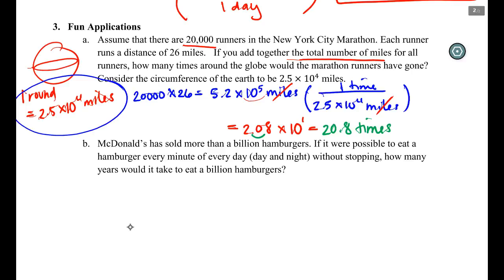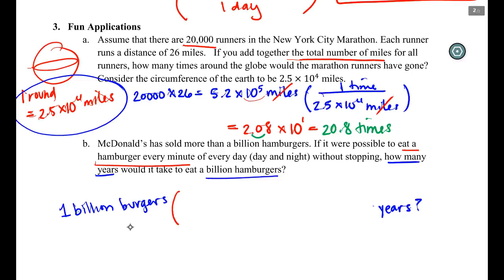So we can kind of figure a little bit of this out. They told us how many years, so we know what we're looking for. Our final answer is going to be in years. And they've told us that we want to start with this 1 billion hamburgers. So somewhere there must be a conversion that gets us from burgers to a time. And that's exactly what we had in the previous thing. We can eat a burger every minute. So that's our setup. 1 burger for 1 minute.